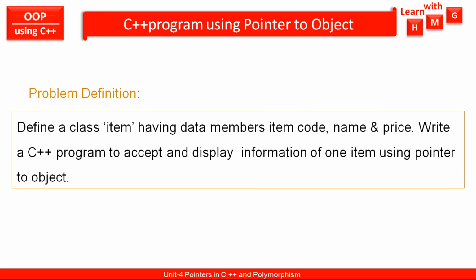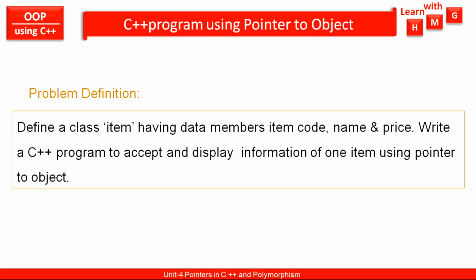So here is the problem definition. Define a class item having data members item code, name and price. Write a C++ program to accept and display information of one item using pointer to object. So here you are requested to define a class. The name of the class is item and it has three data members: one is item code, second is the name of the item and third is the price of the item. And you have to create an object and a pointer to object, and using the pointer to object you have to accept and display the information of one item.